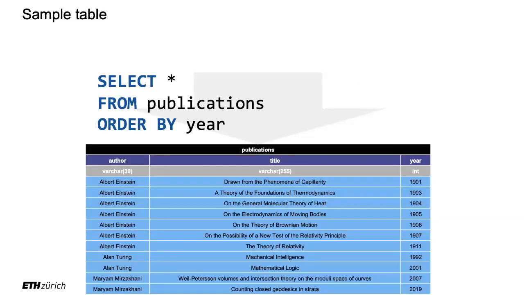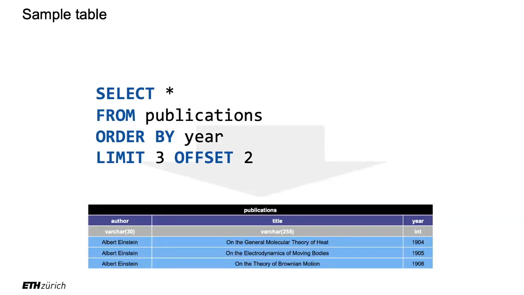I can also order things. For example, I can order by year, which by default is ascending, and I can even paginate with limit and offset, meaning that I jump over the first two and that I take the next three, right? So this would be giving me that. All right, for whom is that clear? You've all seen that, right?